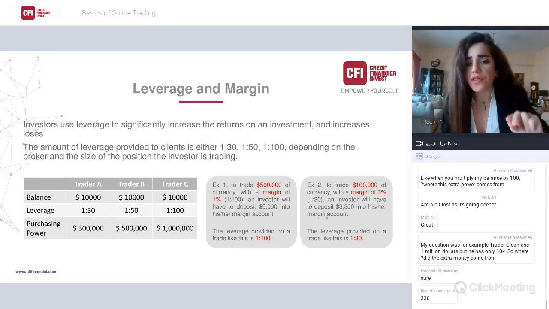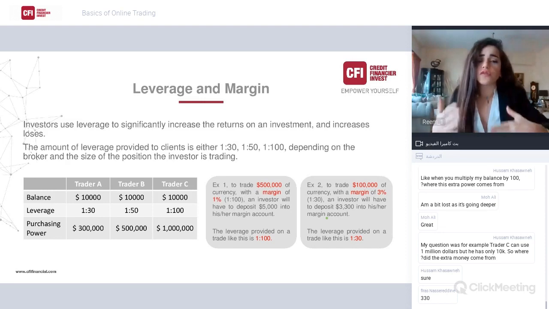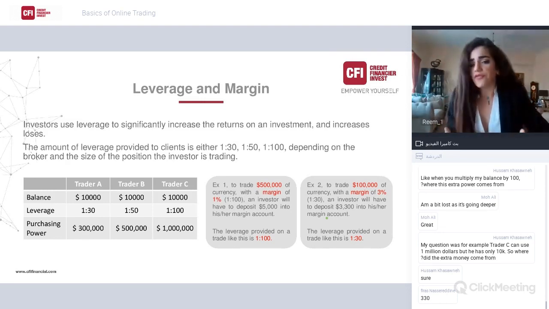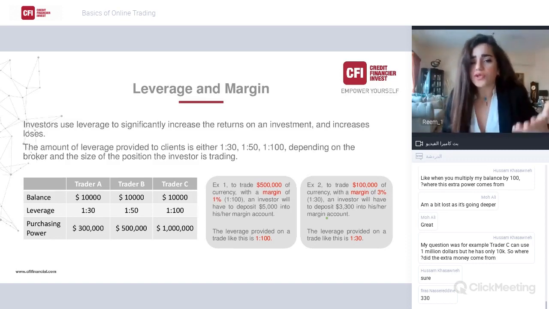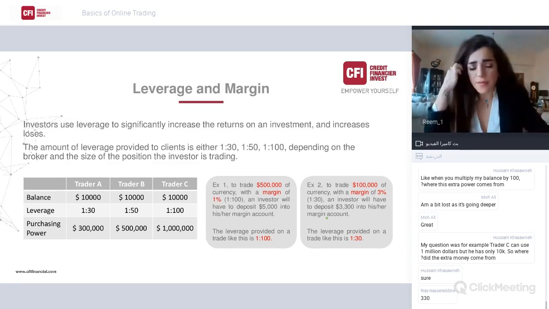Perfect. With $330, you can control a mini lot. I don't have to go to one standard. I can go for a mini lot. That's a 0.1. I'm controlling 10,000. However, in a mini lot, the movement is, of course, less risky. My returns are less, but my losses are also less. In one lot, my returns are higher, but my losses are also higher. So it's just a balance, okay?